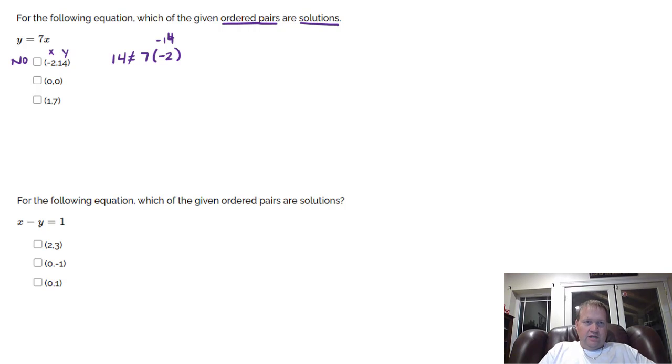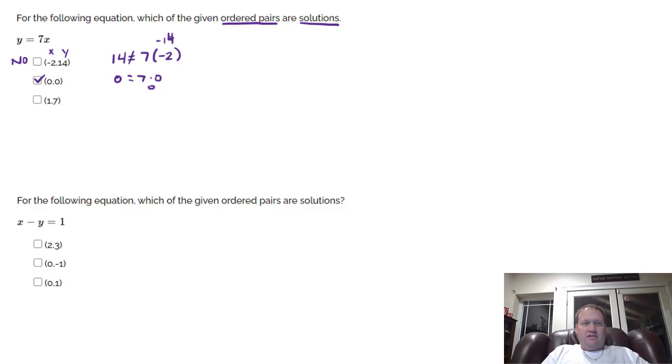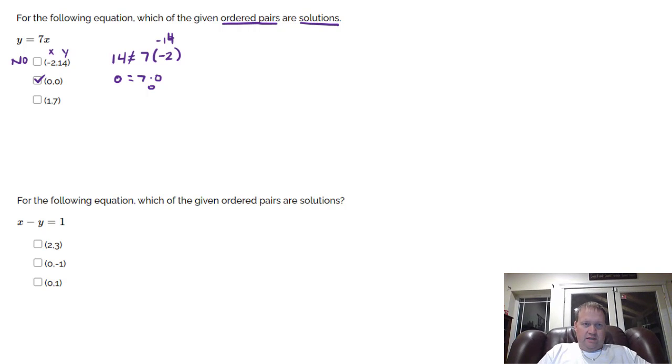Let's try 0, 0. That's pretty easy. Where we see the y and the x, we're just going to put a 0. So y is 0 equals 7x, which is 7 times 0. This is true because 7 times 0 is 0, and that's a yes. So that is actually a solution. The 0, 0 is on the line.